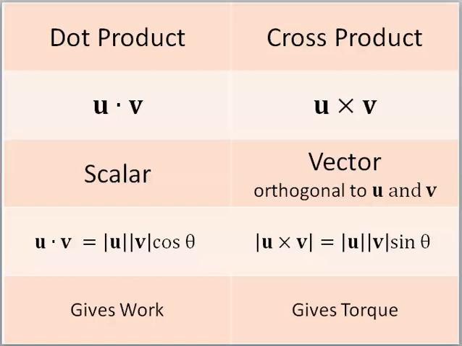The dot product discussion was motivated by the need to find work. The cross product discussion was motivated by needing to calculate torque.